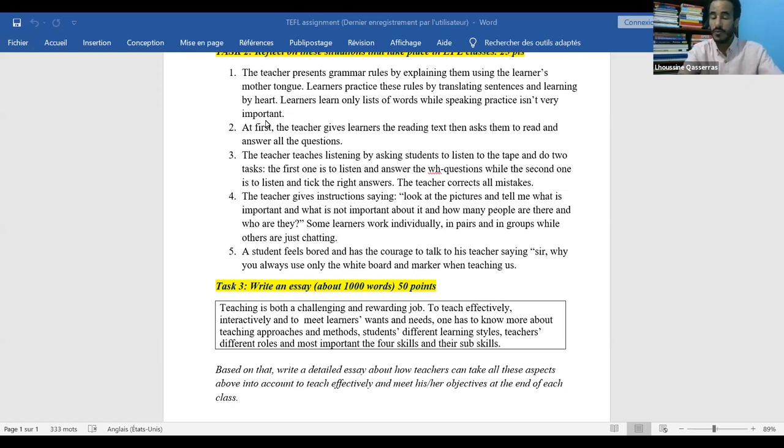Your interaction with the audience, with the students, was great. It was student, then teacher, student. So this is good feedback. Then we have areas of improvement.